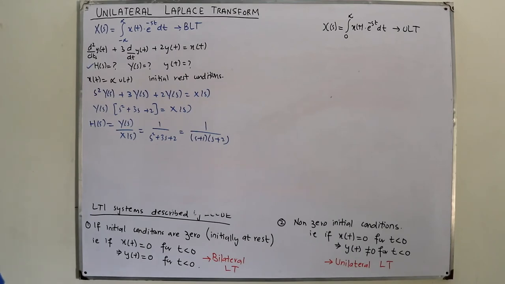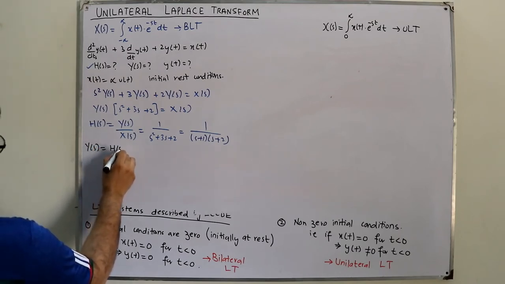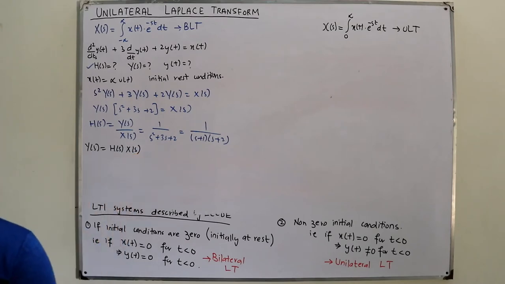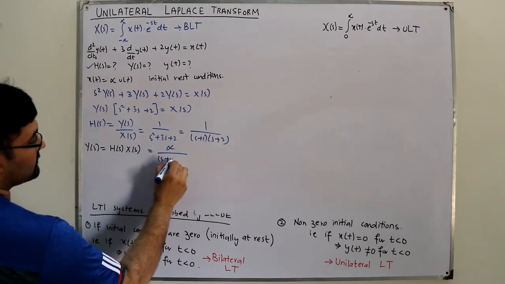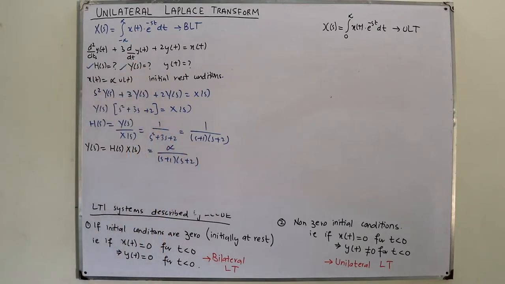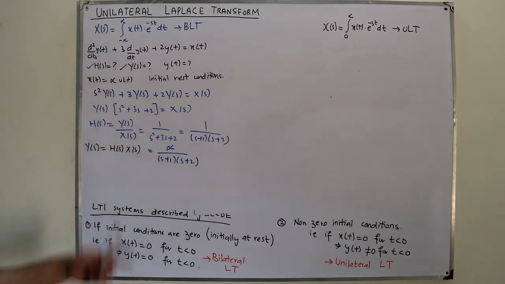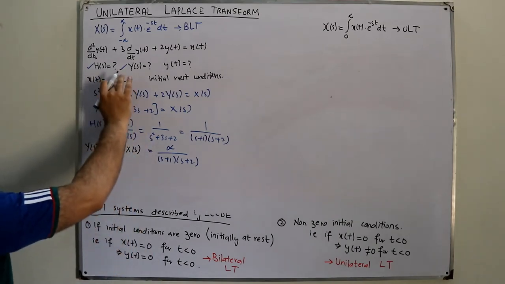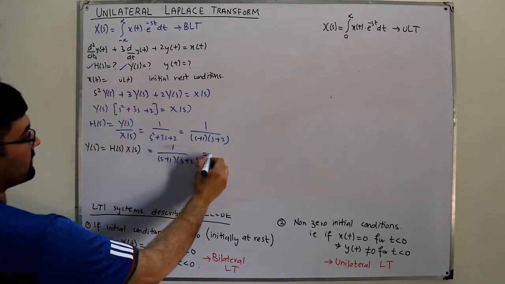How do you get your Y of s? Y of s is H of s into X of s, right? So this would come out to be alpha divided by (s plus 1) into (s plus 2). So Y of s is also done. For y of t, what do you do? You take the inverse Laplace transform of this. So let's make it simple. X of t is u of t, right? So alpha would come out to be 1.